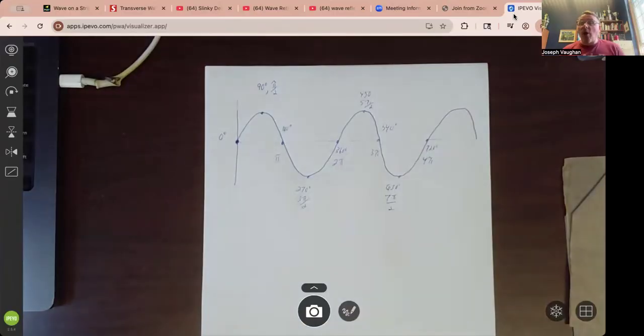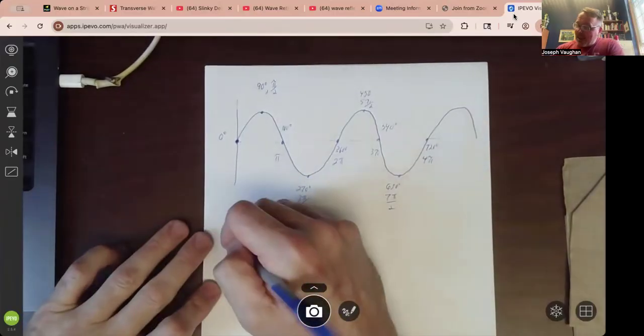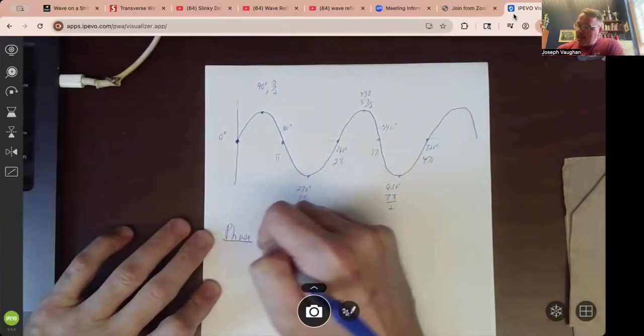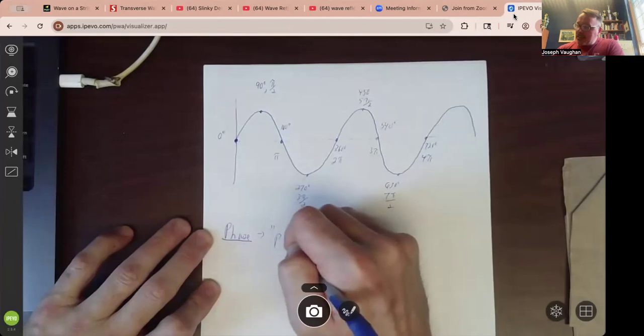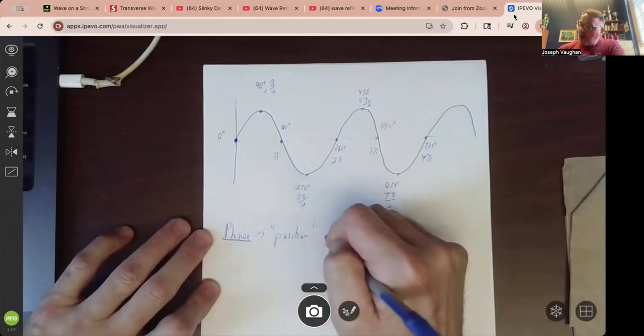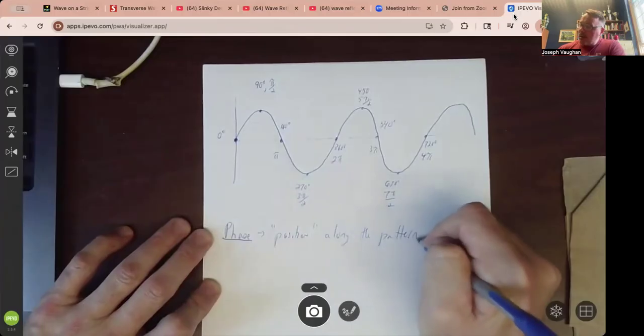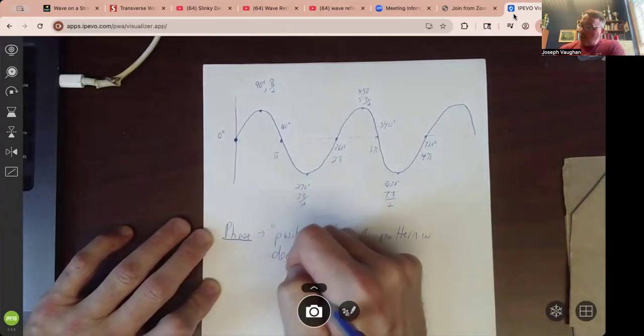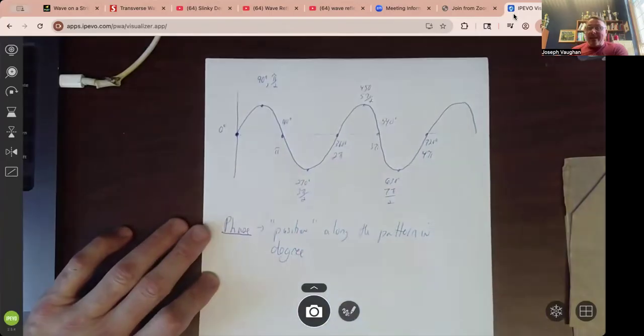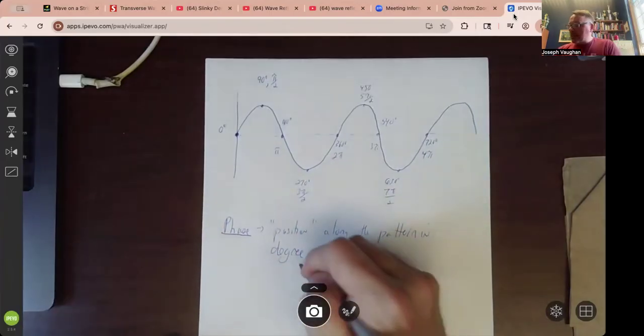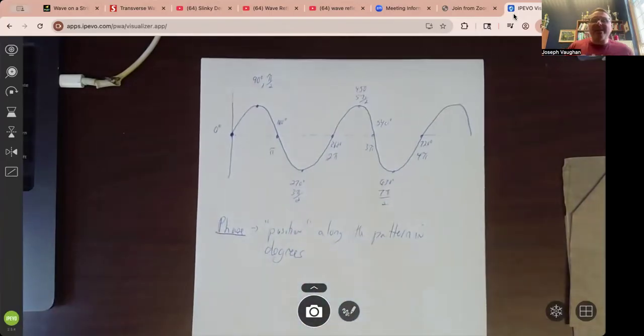These numbers are the phase. So the phase is just the quote unquote position along the pattern in degrees, whether that's radians or actual degrees. There you go. Now, why do we care about phase? Well, here's where it gets interesting.